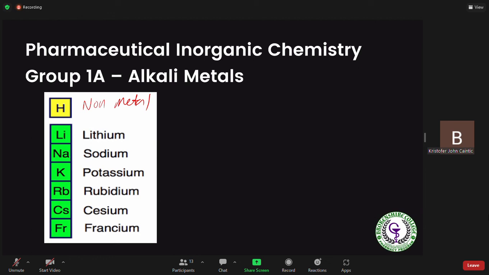So again, group 1A has a valence electron of positive 1. Therefore, since they are metals, take note, they will give off their valence electron to be able to become stable. They are the most reactive group.